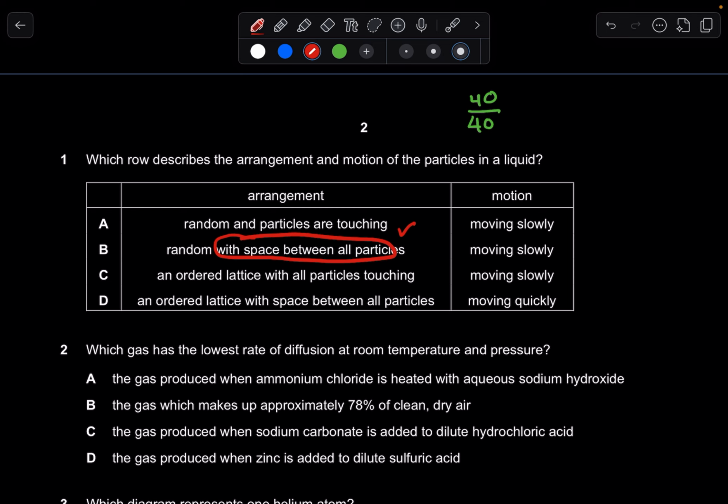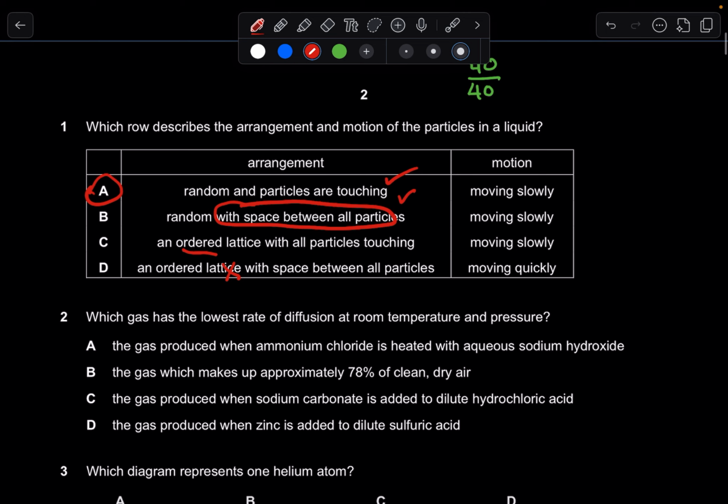Are ordered lattice with all particles touching? There's no order or lattice. And ordered lattice with space, no, that's incorrect. So this one is correct: random and particles are touching. Firstly, that they're random, and secondly, that they're touching. And there's space between some but not between all.